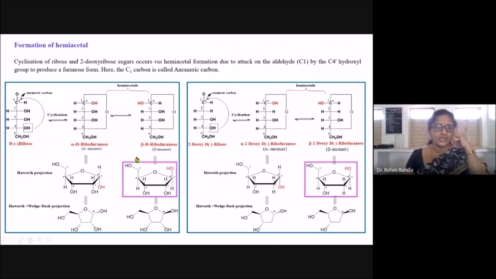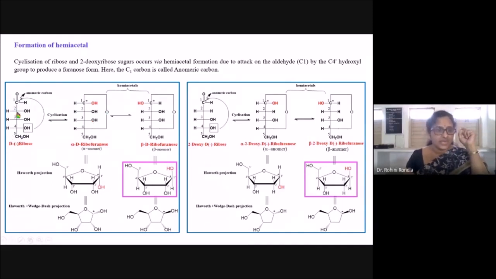Hexoses like aldohexoses can form pyranose structures. Aldohexoses can form pyranose cyclic structures. But this is an aldopentose, so only five carbons are there. Remember, a 5-membered ring is called furanose. If you have glucose here, the cyclic hemiacetal is called pyranose.